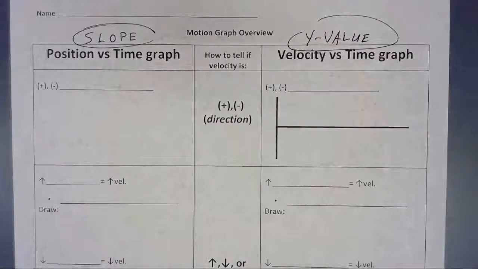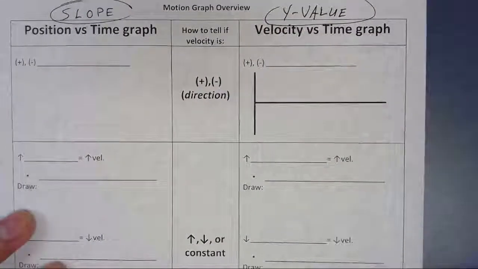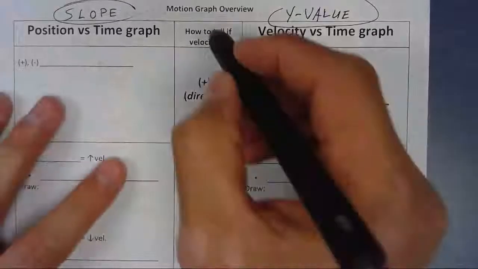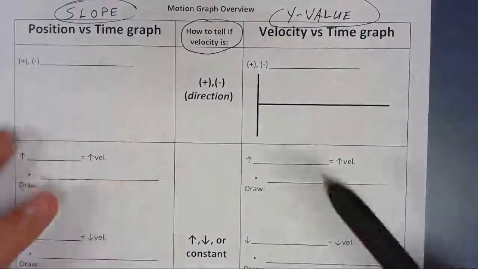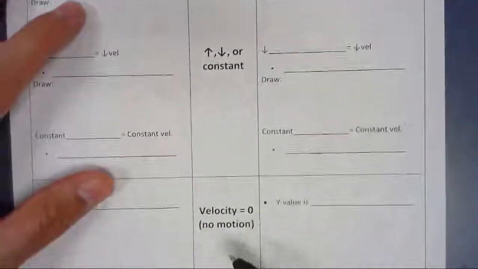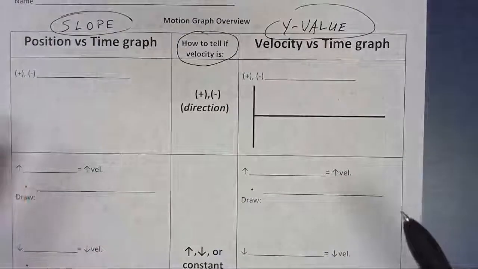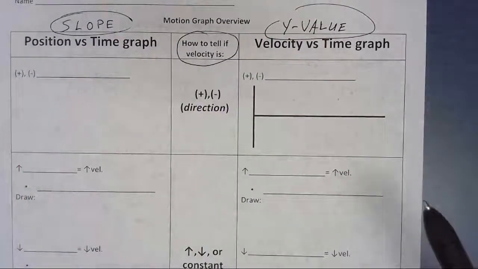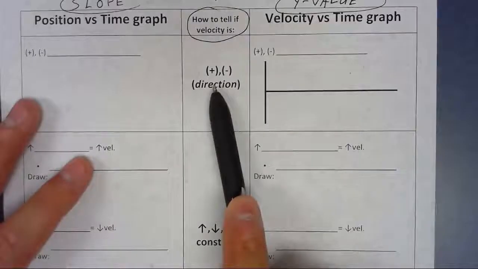So I want this sheet to be sort of like a cheat sheet for you, and a help to understand what's going on. So notice that on the left-hand side is all position versus time graphs. The right-hand side is all velocity versus time. And down the middle it says how to tell if velocity is... And there's three things we're going to talk about with the velocity. If you know these three things, you know what's going on, how the object is moving. So how to tell if the velocity is negative or positive.